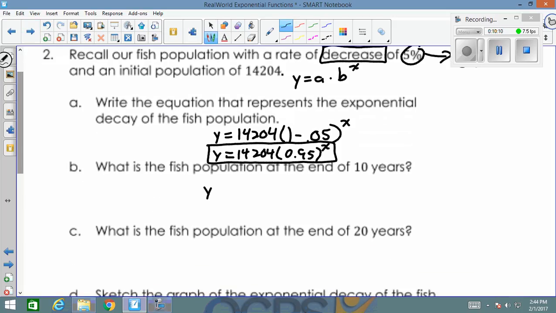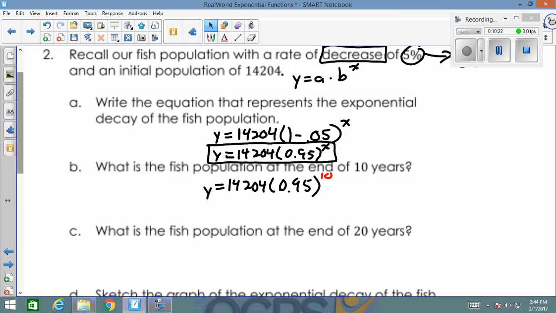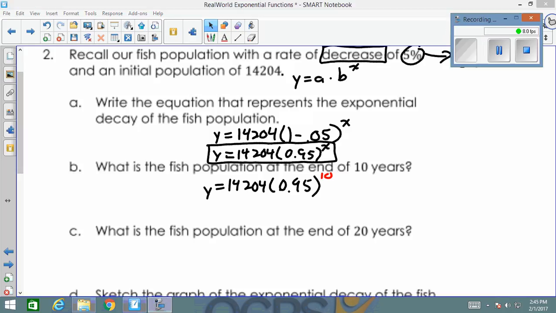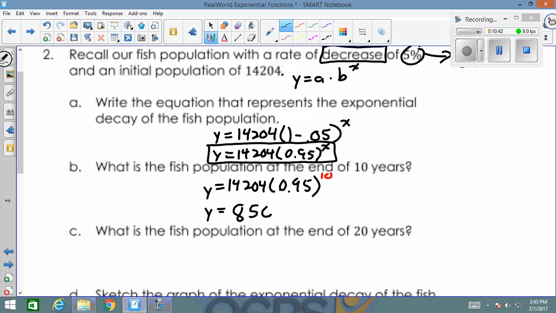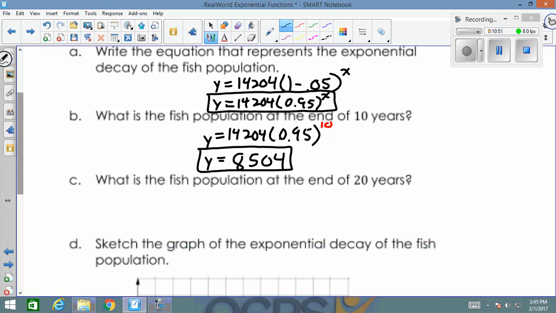Again, it's going to ask me for 10 years, so y equals 14,204 times 0.95 to the 10th power. We know x is 10 because we're looking for 10 years. In my calculator, I'm going to do 0.95, that x to the y button, 10, equals, and multiply that by our initial, 14,204, and it's going to give me 8,504. I need to stop there. I'm not going to round that decimal up or down, because we're dealing with populations. You can't have half of a fish.